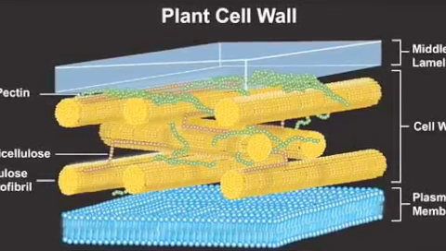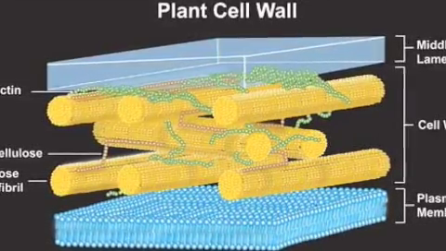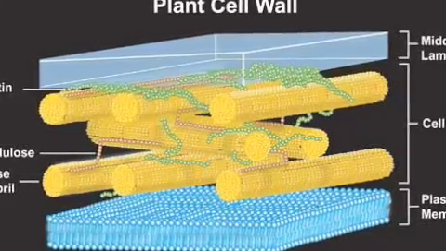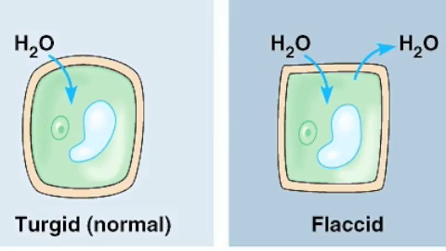Other than the cell membrane, plant cells also have an extracellular structure called the cell wall that protects plant cells and helps to maintain its shape. Cell wall is especially important when a plant cell is put in a hypotonic environment. By having a cell wall, a plant cell can maintain its shape and prevent bursting.